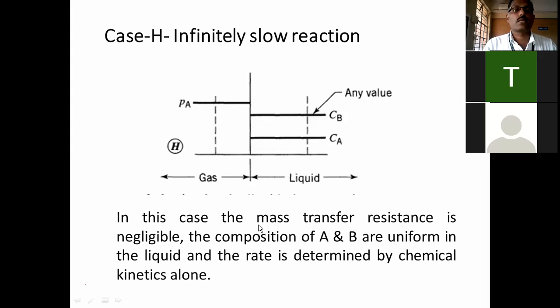So in this case, the mass transfer resistance is negligible. The compositions of A and B are uniform in the liquid, and the rate is determined by chemical kinetics alone, not by the mass transfer rate, in the infinitely slow reaction type. These are all the cases we have seen, case A to H. Case A and B are the instantaneous reaction, then case C and D are the fast reaction, E and F are the intermediate type of reaction, and case G and H are the slow and infinitely slow reactions. These are the kinetic regimes we are seeing.